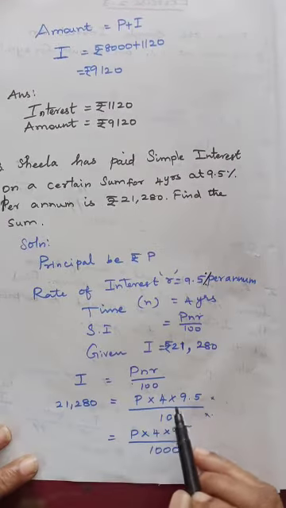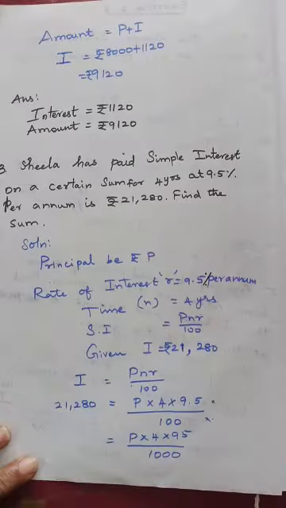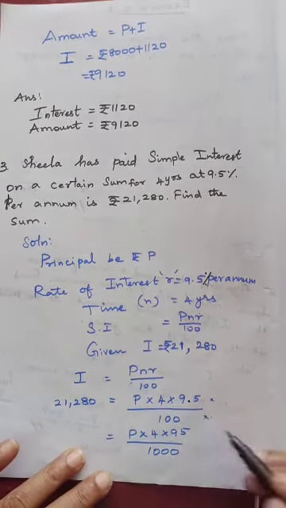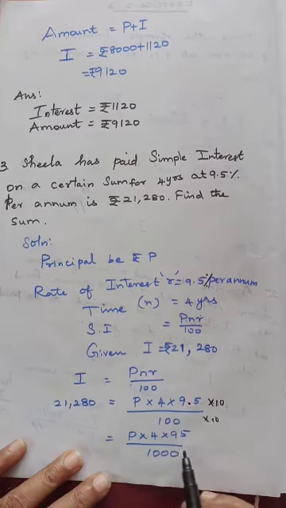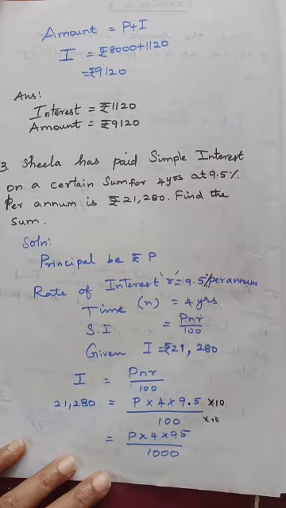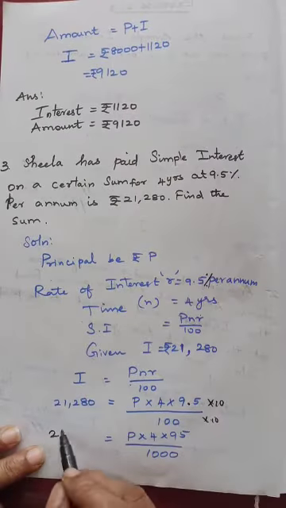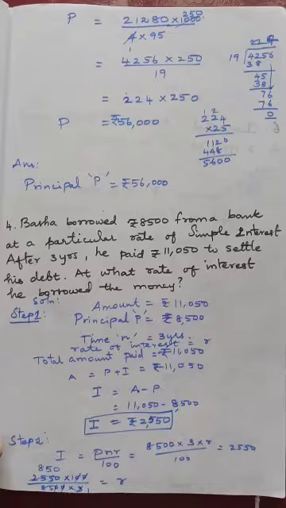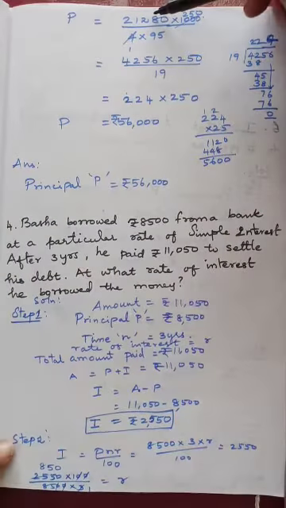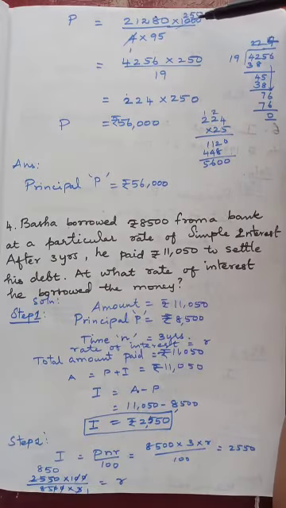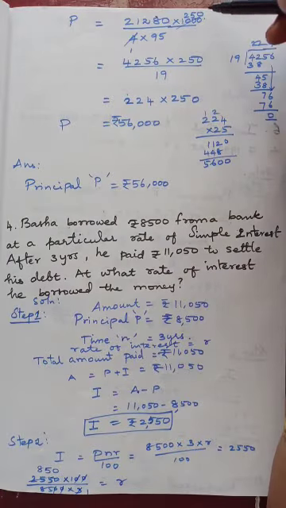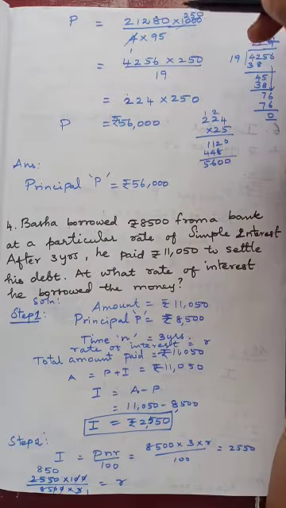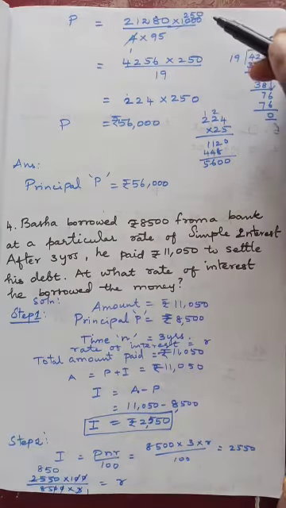21,280 is equal to P into 4 into 9.5 by 100. Now here it is a decimal point, so you multiply both numerator and denominator by 10, and then it will come as a whole number. That is P into 4 into 95 by 1000. Here P is equal to 21,280 into 1000. Keep P there itself and bring all the numbers to this side. Then it will come as the reciprocal. So 1000 comes to the numerator and 4 into 95 will come to the denominator.